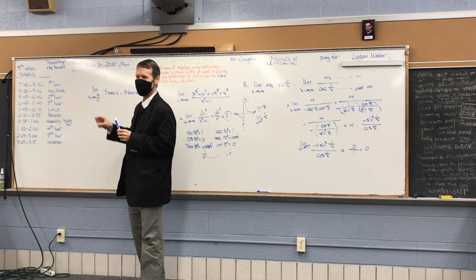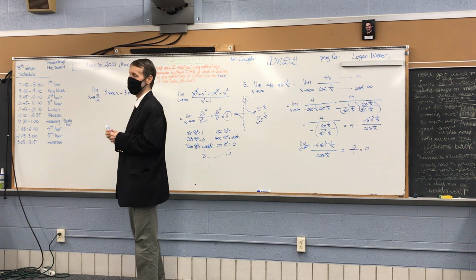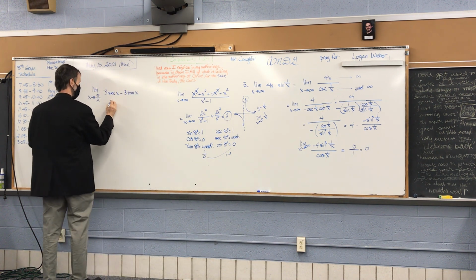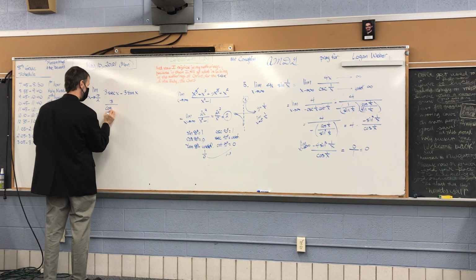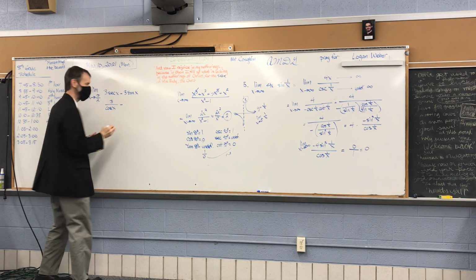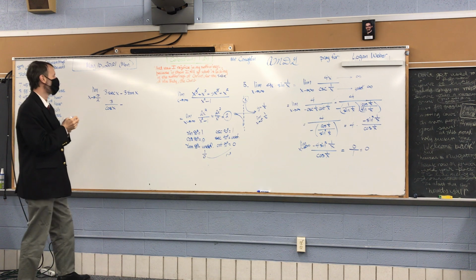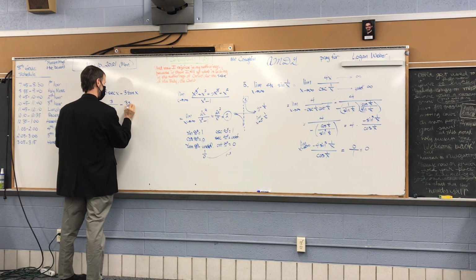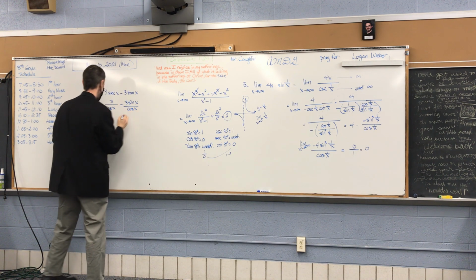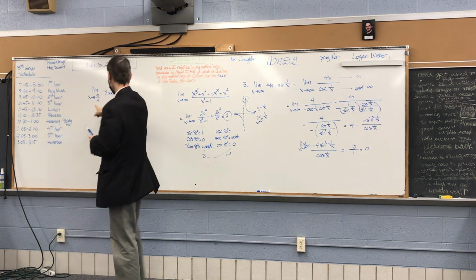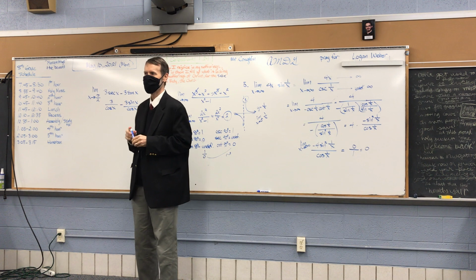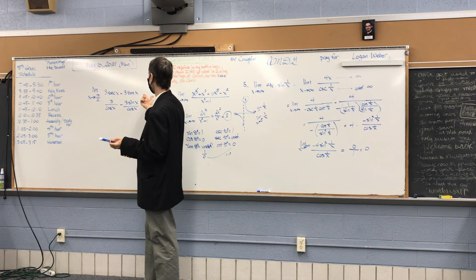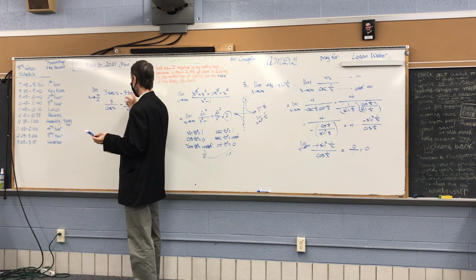Secant is what again? 1 over cosine. So I'm going to just rewrite this as 3 over cosine of x. And then what's tangent? Remember? Sine over cosine. 3 sine of x over cosine of x. Does anybody happen to remember the tangent at 90 degrees? It's undefined. Oh dear, that's going to be a problem. Which is going to be infinite.